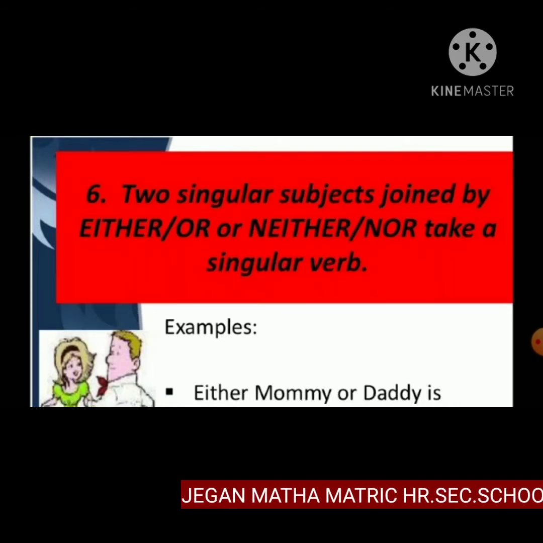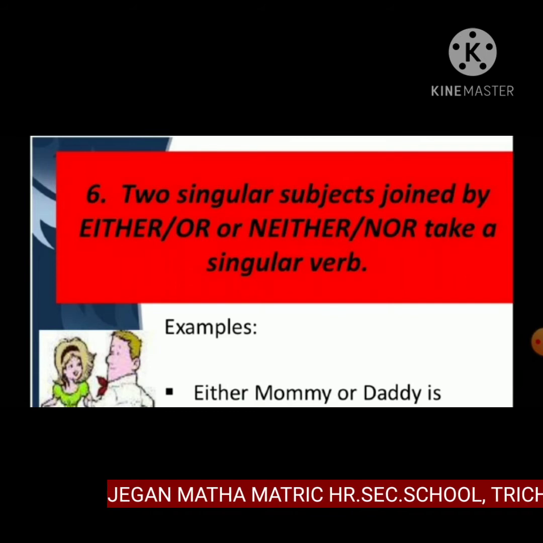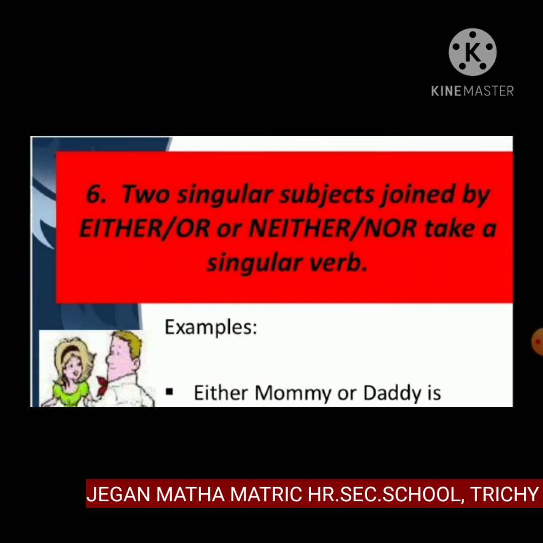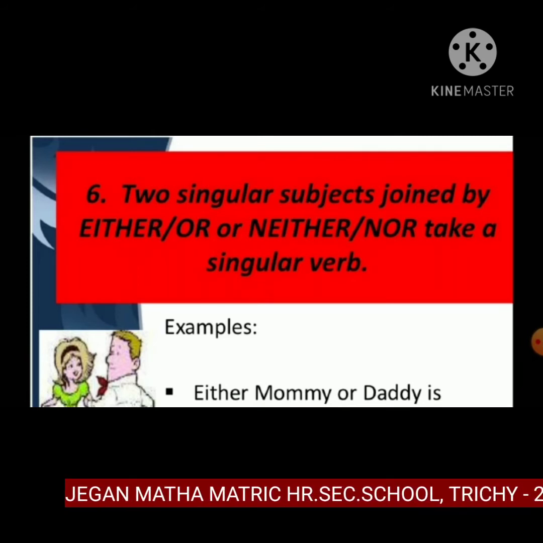Sixth one: two singular subjects joined by either or, neither nor, take a singular verb. For example, either mommy or daddy is there. Mommy and daddy are each a singular subject, so we can use either mommy or daddy is there.